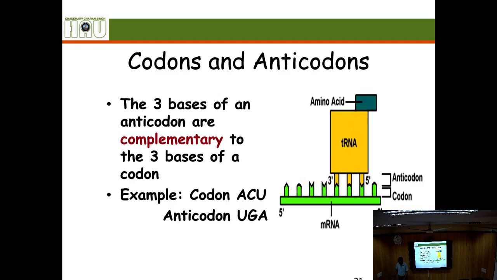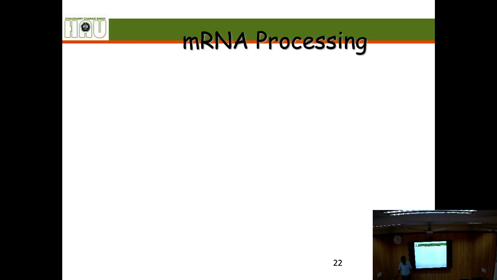So you can say the three bases of a codon are complementary to the three bases of the anticodon. For example, ACU is the codon region on the mRNA, and it is complementary to UGA in the tRNA.